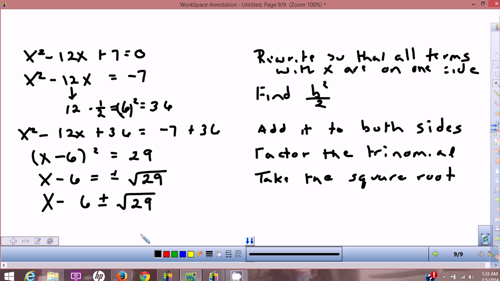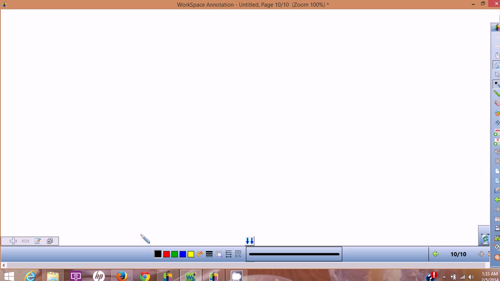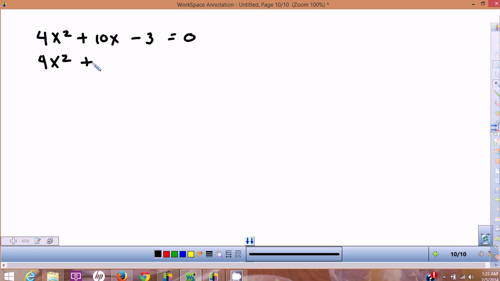Now, it's not always where our first term is just an x squared. When that's the case, sometimes things get just a tiny bit more complicated. So let's start with a problem like 4x squared plus 10x minus 3 equals 0. We're going to start this problem exactly the same way we started before. We're going to move that constant term to the other side of our equation. 4x squared plus 10x is equal to, add 3 to both sides, 3.